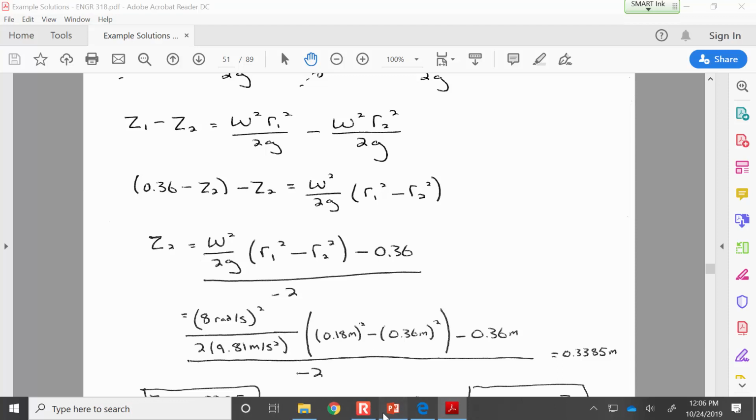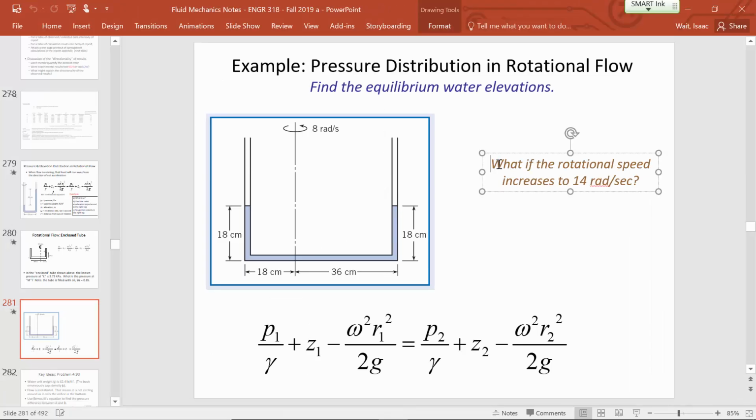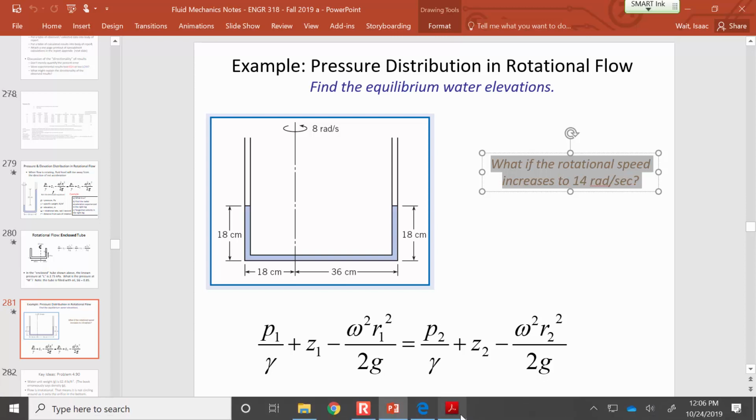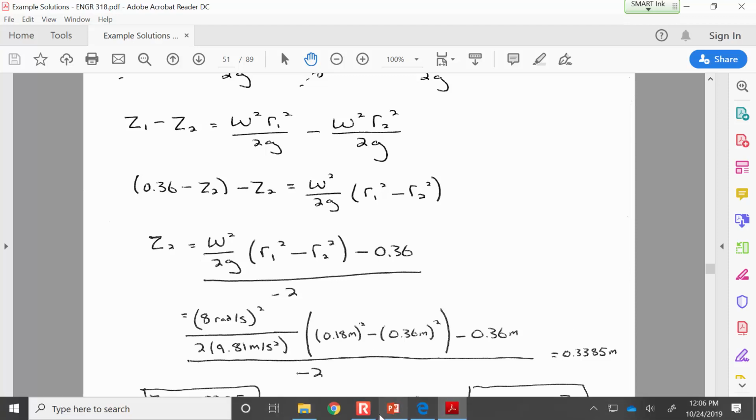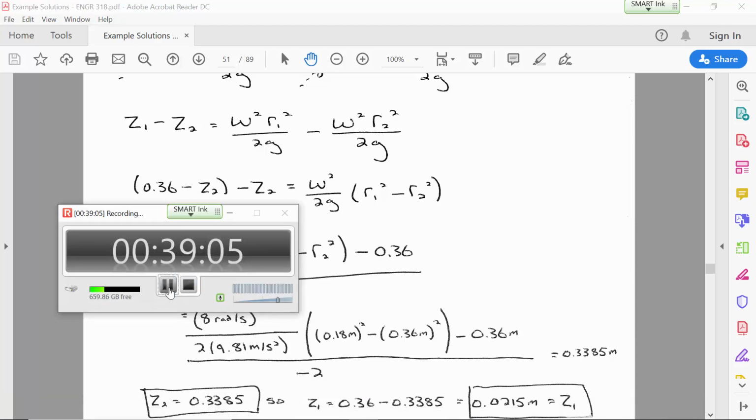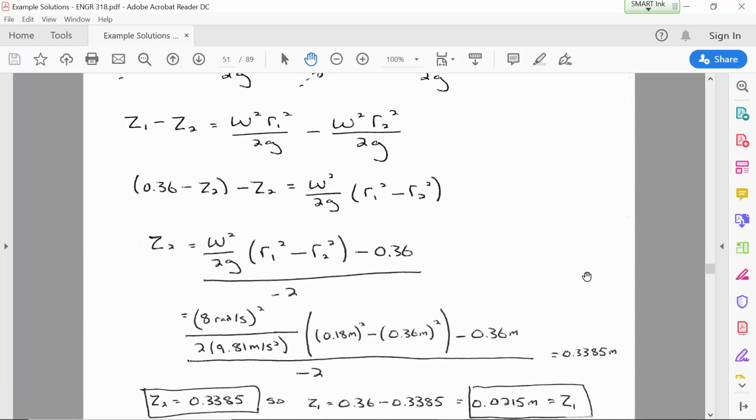So we're considering the second part of this example. What if the rotational speed increases to 14 radians per second? So we'll eventually reach a point where all the water on the left side will be 0 on the elevation? Okay. The water out of the middle of the tube? Mm-hmm. That's what I thought.